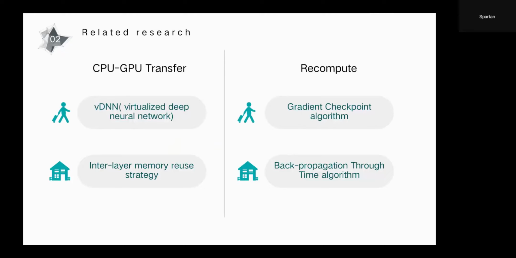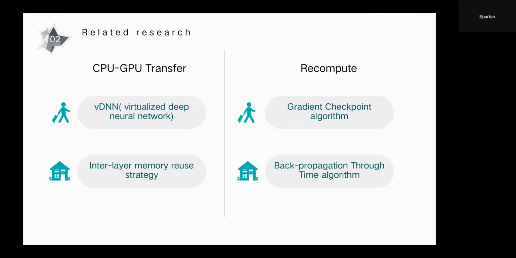Let's first talk about the research on CPU-GPU transfer. Rhu proposed a virtualized deep neural network called vDNN. vDNN virtualizes the memory usage of neural networks between main memory and GPU memory. Feature maps reside in GPU memory for a long time as an intermediate data structure and consume a large amount of GPU memory. Therefore, during forward propagation, vDNN exchanges the feature maps to the main memory, thereby reducing the occupation of GPU memory.